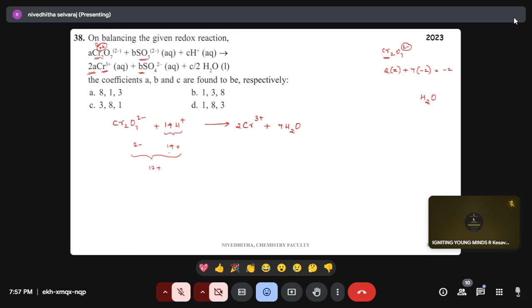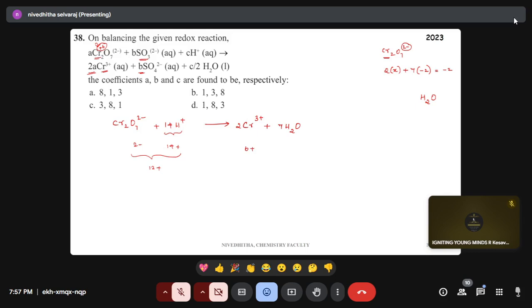So totally on the reactant side, I have 12 positive charges, and on the right side, or the product side, I have 6 positive charges, right? Because in one chromium ion I have 3 positive charges, so I have two chromium ions on the product side, so totally I have 6 positive charges. So here the charges are not equal, and we have to balance the charge using electrons.